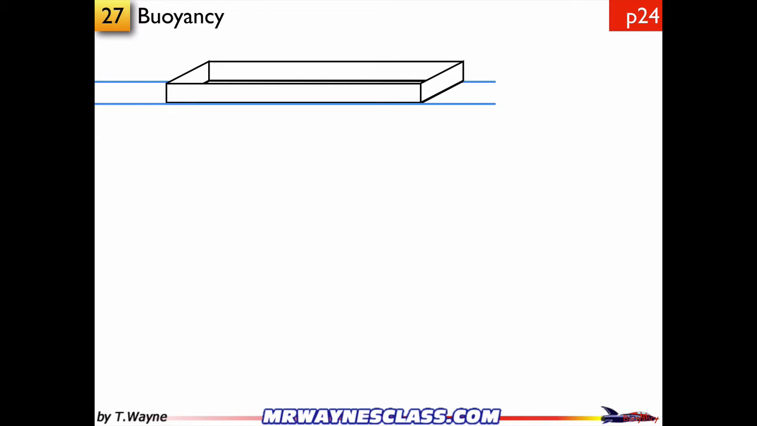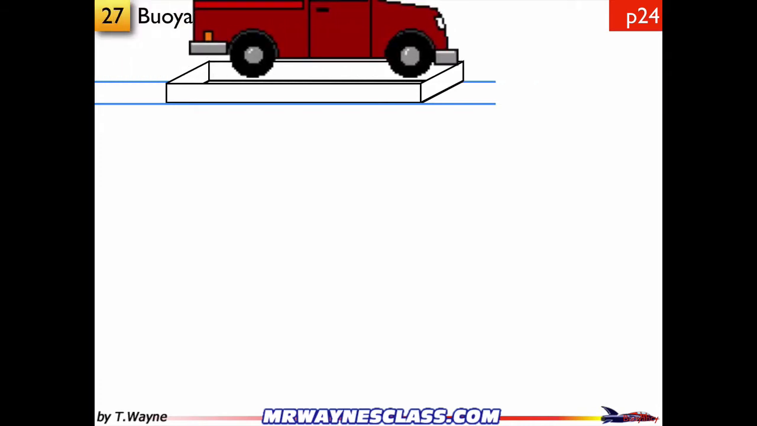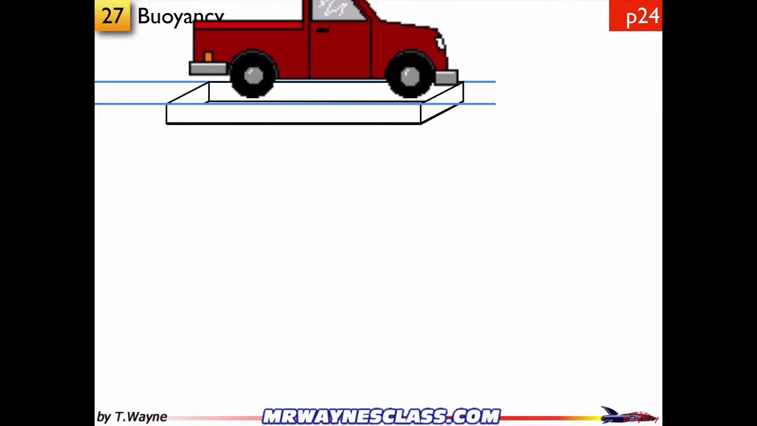This is the video solution to problem number 27. So I've got a barge floating in the water and then a truck rolls on top of it. And when this happens, the barge sinks farther into the water. The question is, what's the weight of the truck?